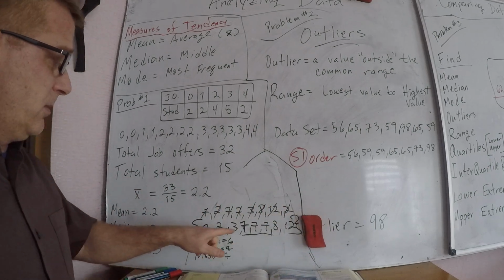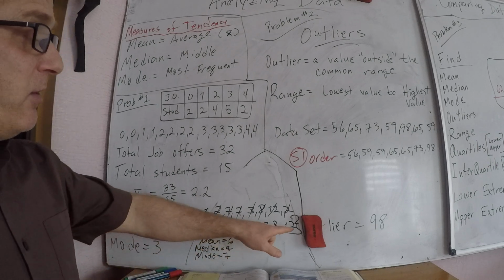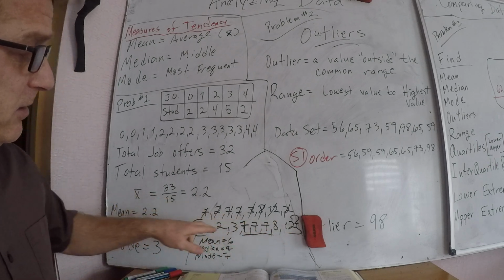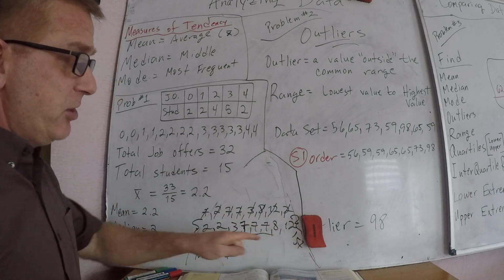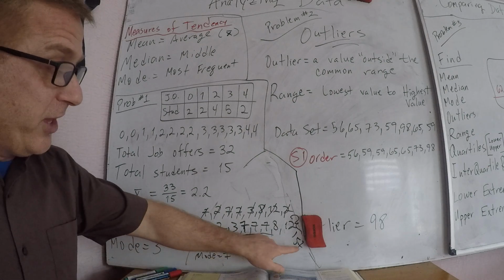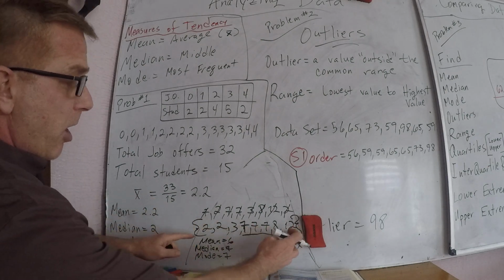So, 2, 2, 3, 7, 7, 7, 8, and 12. Well, let's say I had a value. One of my numbers in here was, let's say I also had a 57. Somebody owned 57 pairs of shoes. Well, that is definitely far outside of what seems to be our range, right?